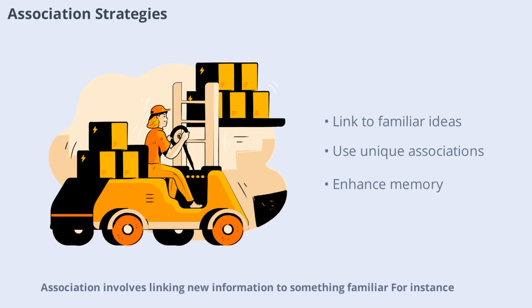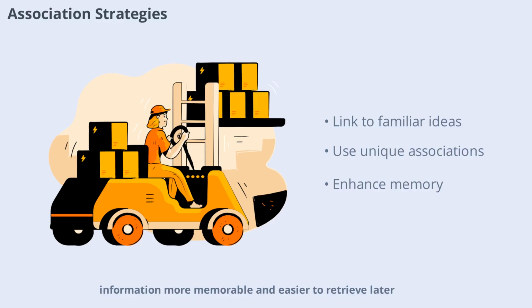Association involves linking new information to something familiar. For instance, you might remember someone's name by associating it with a famous person or a unique characteristic. This strategy leverages existing knowledge to make new information more memorable and easier to retrieve later.